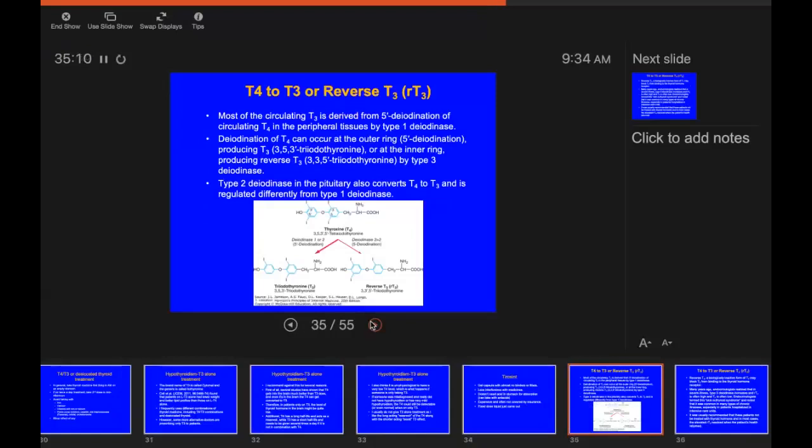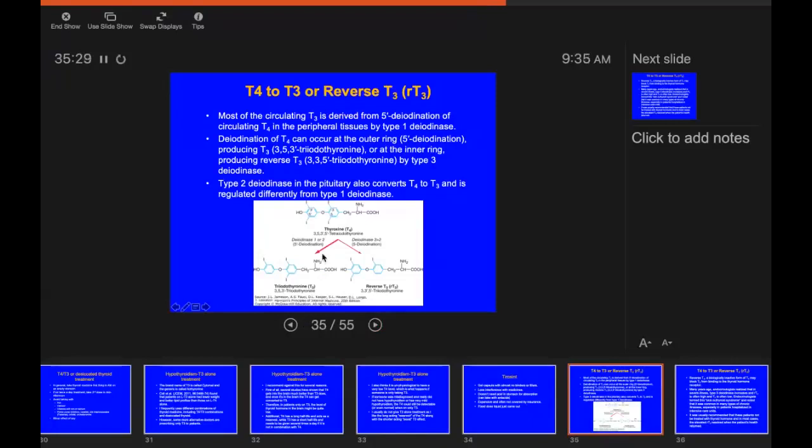Okay, now let's talk about reverse T3. This is an interesting area that I've changed my thoughts on a little as I read more about it and looked at my own patients. So you get circulating T3. Again, T3 is the active hormone, made by this 5' deiodinase right here that goes to T3.